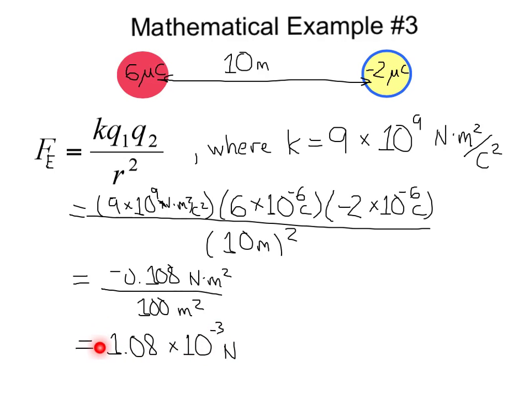Now this negative sign just represents that this is an attractive force between the positive 6 microcoulombs and the negative 2 microcoulombs. You could also see if both these charges were positive, I get a positive force. If they were both negative charges, I would also get a positive force, and that would be a repulsive force.